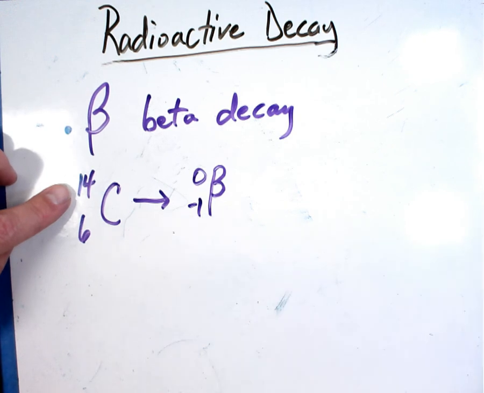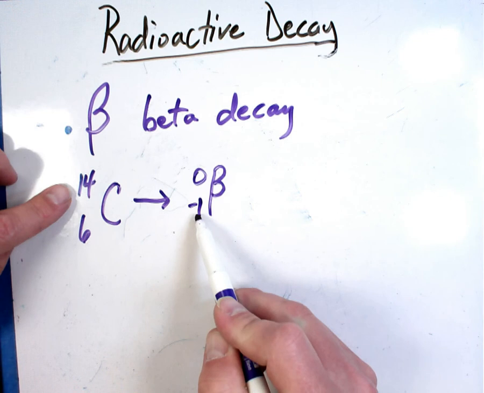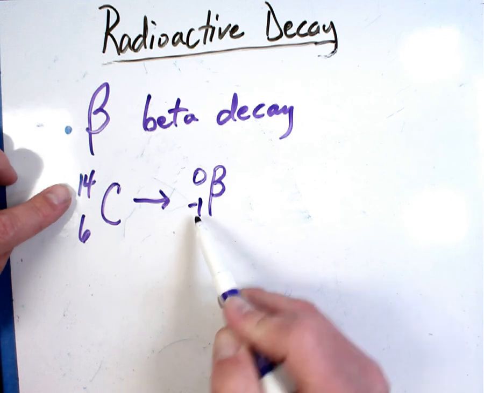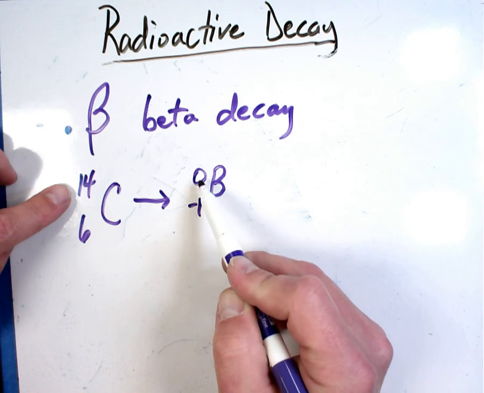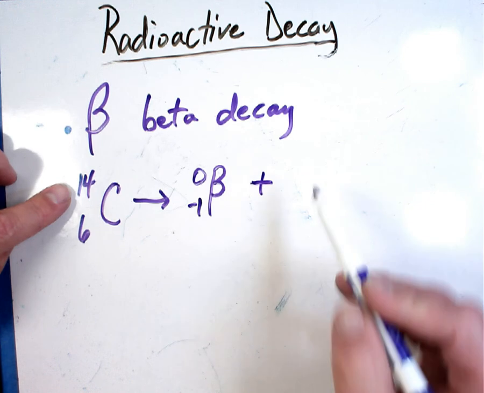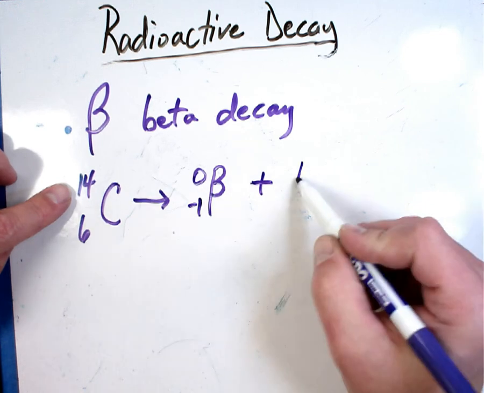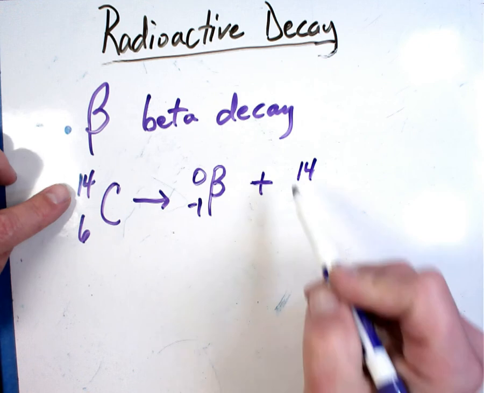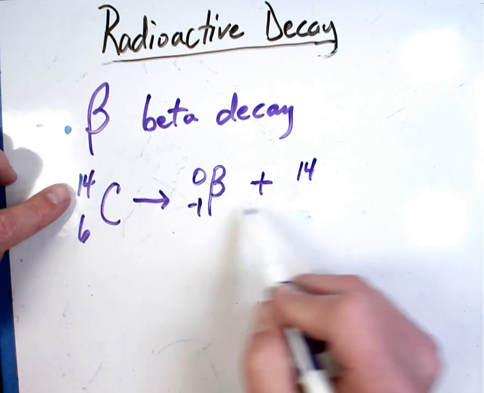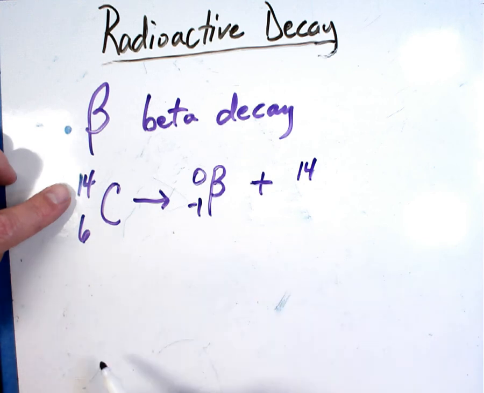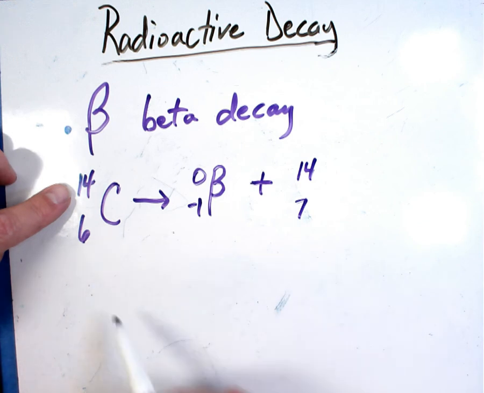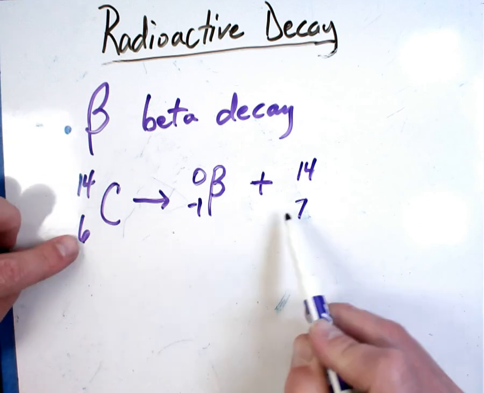0, -1, beta. Now, think about it for a second. An electron's a -1 charge. That's where it comes from. And an electron doesn't have any mass, so that's why it's a 0. Let's just do the math. What plus 0 is 14? Well, simple math says that's 14. So 14 plus 0 is 14. Now, this is tricky. What number minus 1 gives you 6? 7 minus 1 is 6. Now, this is interesting. It actually went up overall.